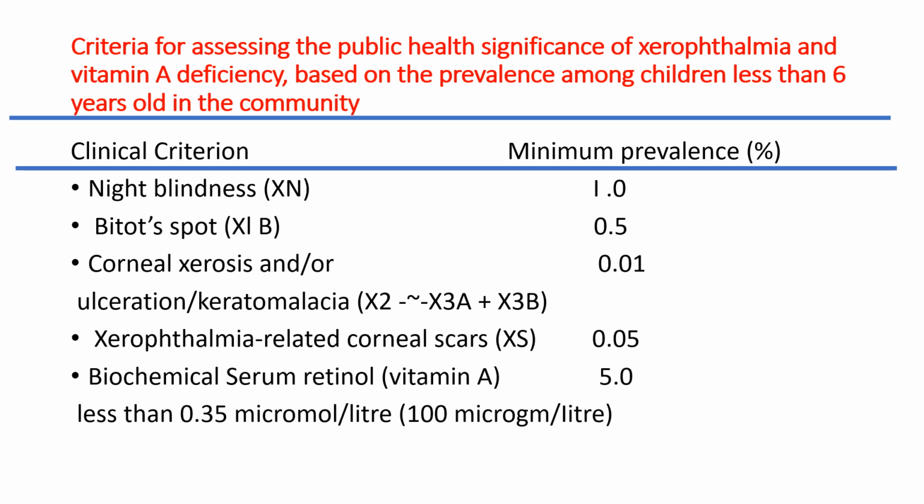It is good to know the criteria for assessing the public health significance of xerophthalmia and vitamin A deficiency, and it is usually carried out among children less than 6 years old in the community. In case of night blindness, the minimum prevalence is taken as 1%, Bitot spot 0.5%, corneal xerosis or keratomalacia 0.01%, corneal scars 0.05%, and biochemical serum retinol less than 0.35 micromole per liter 5%.